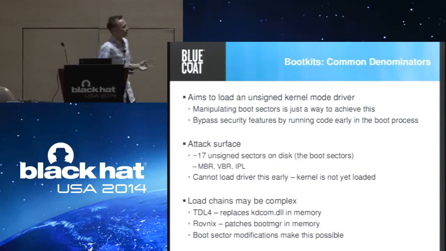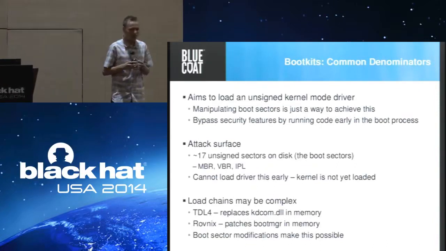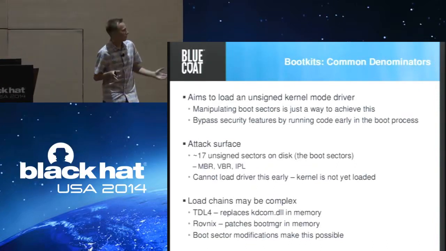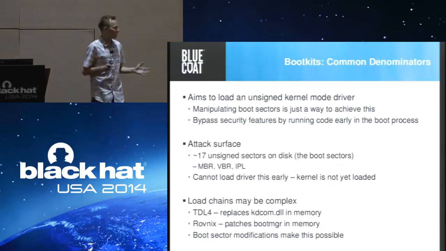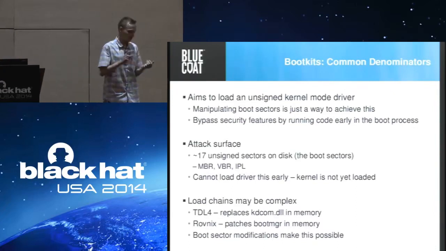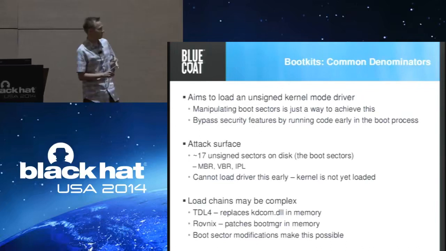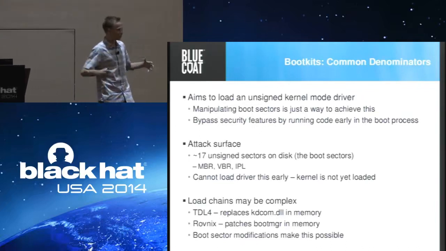So most rootkits will actually modify the master boot record, but the attack surface is actually slightly bigger. There are roughly 17 unsigned sectors on disk that can be manipulated. It consists of the master boot record, the volume boot record, and the initial program loader, otherwise sometimes referred to as just bootstrap code. It's roughly 15 sectors that just contain code.